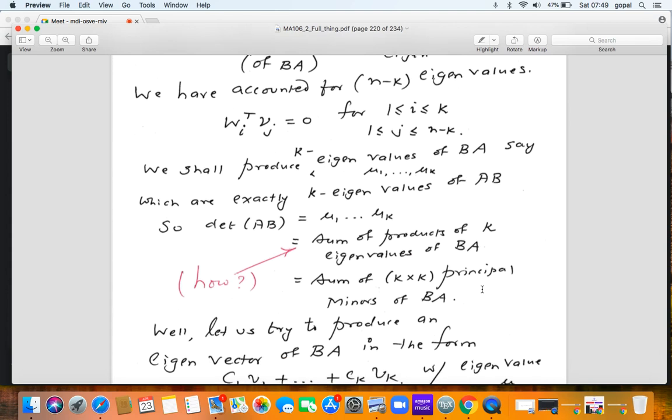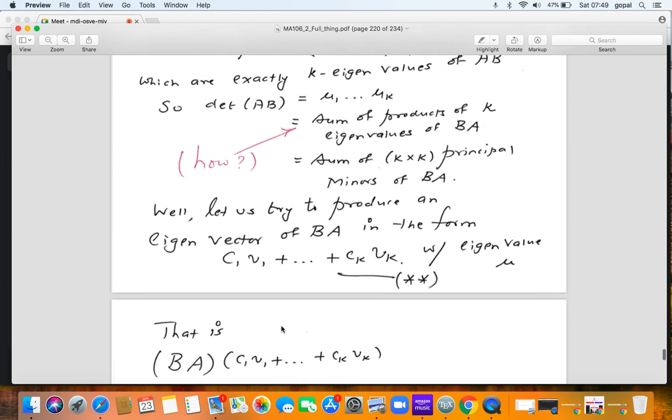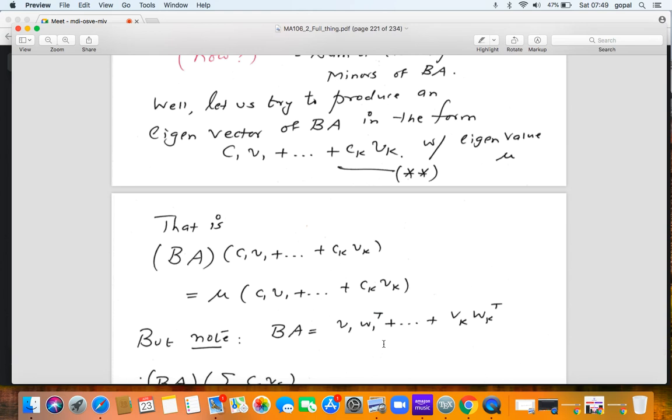So let us try to produce these remaining eigenvalues by actually finding eigenvectors. We need to find the remaining eigenvalues of BA. We find instead the corresponding eigenvectors. We shall seek an eigenvector in the form C1 V1 plus C2 V2 plus ... CK VK, double star. Let us say that the eigenvalue is mu. What does it mean to say that C1 V1 plus ... plus CK VK is an eigenvector of BA? It means BA applied to C1 V1 plus ... plus CK VK equals mu times C1 V1 plus ... plus CK VK.